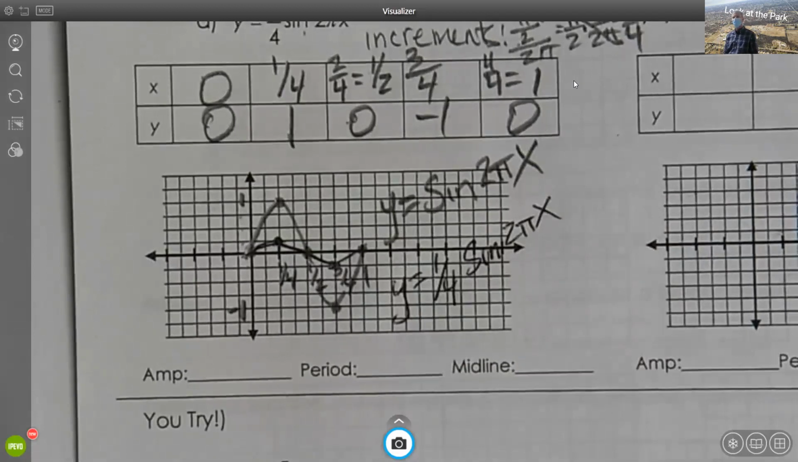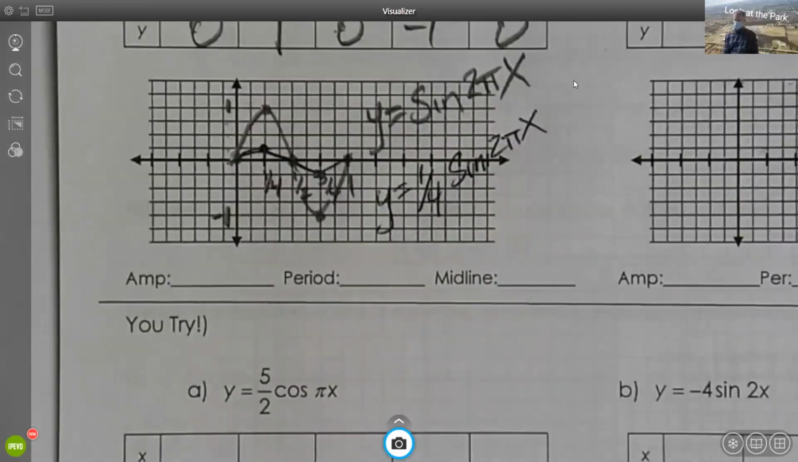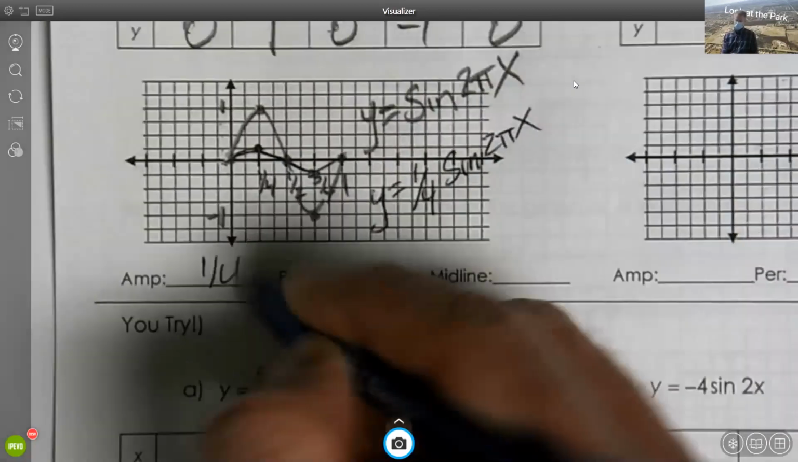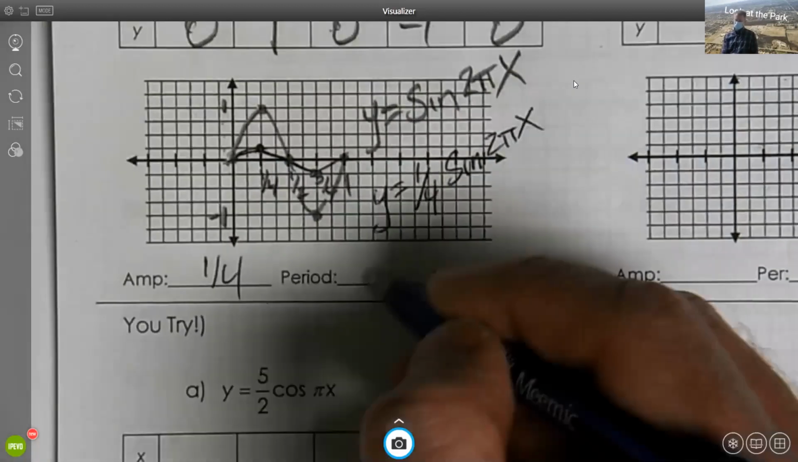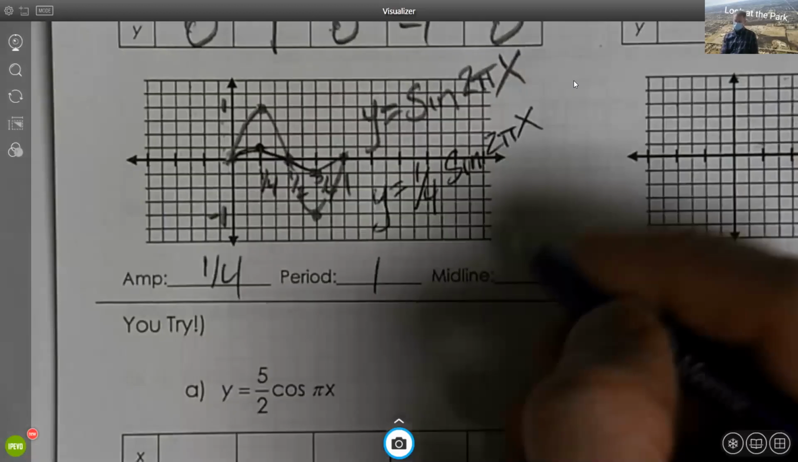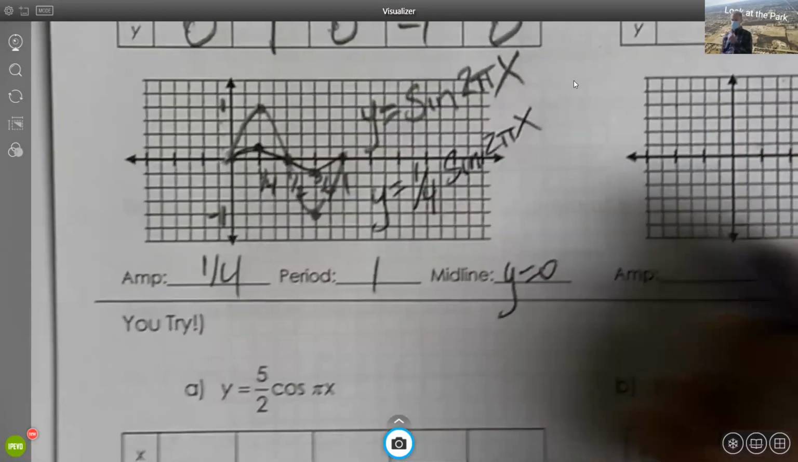So the amplitude is 1/4. The period we've already calculated to be 1, and we have y equals 0.